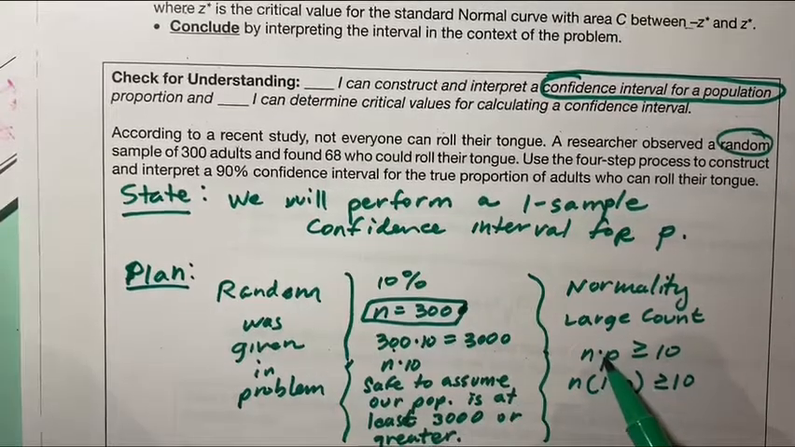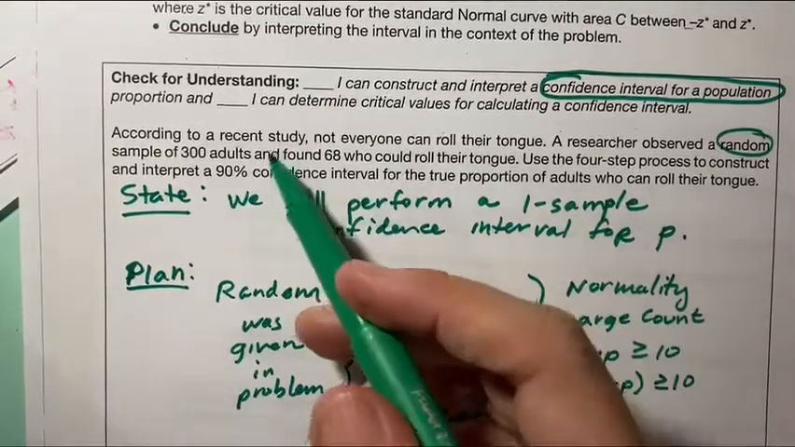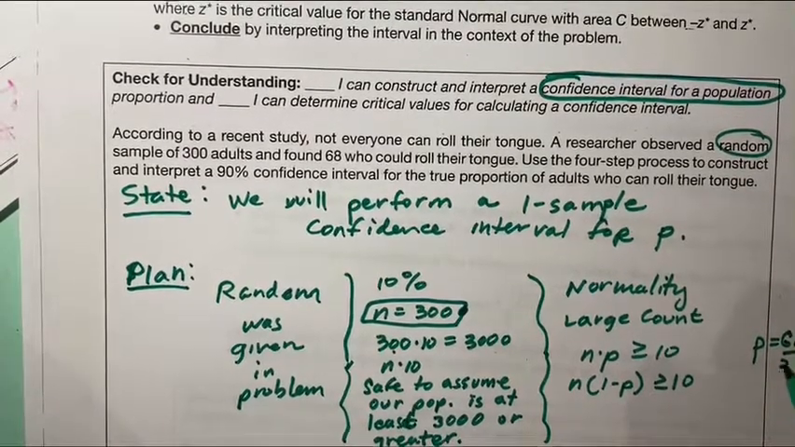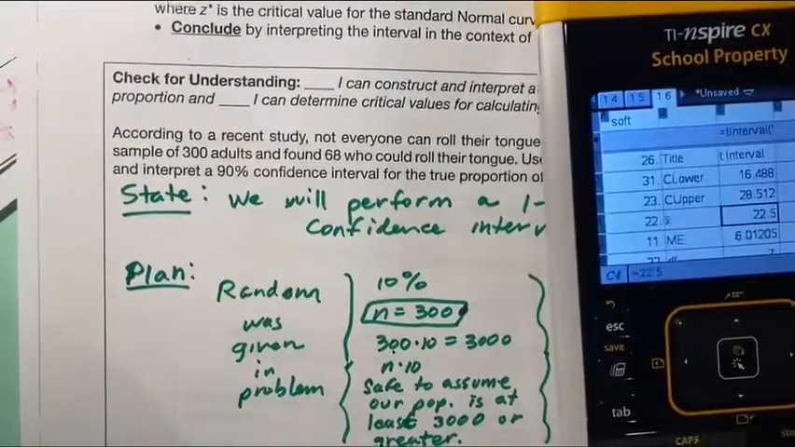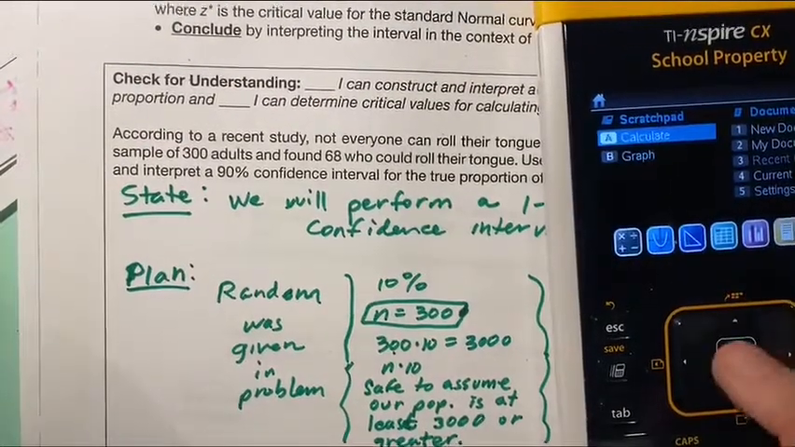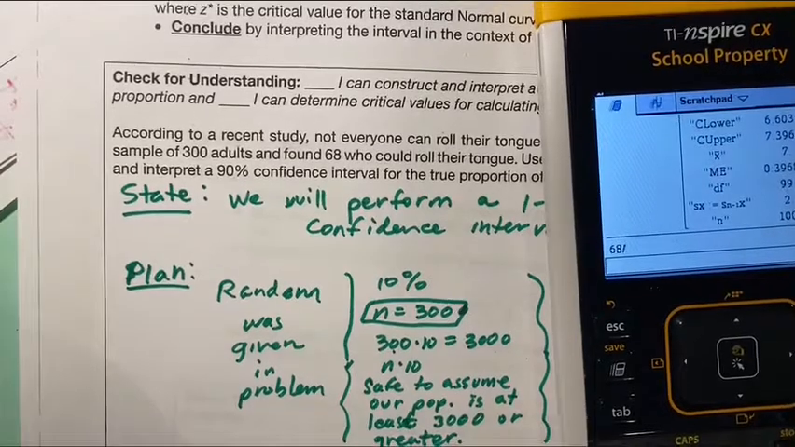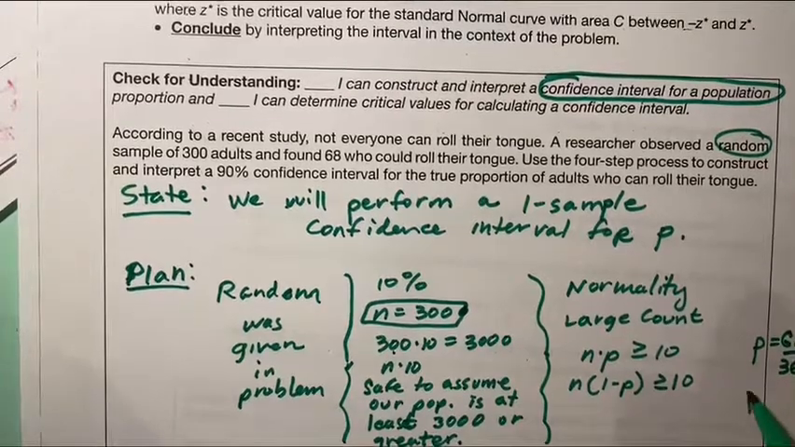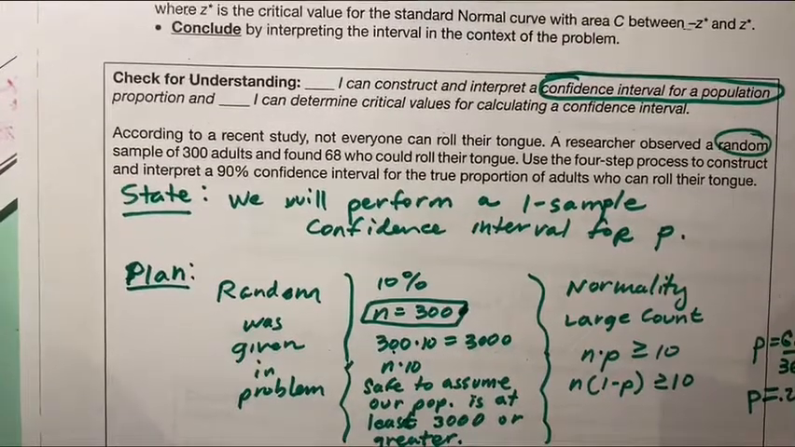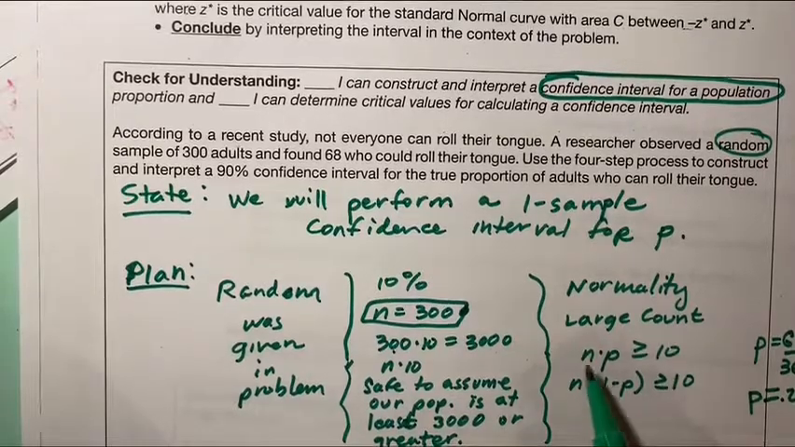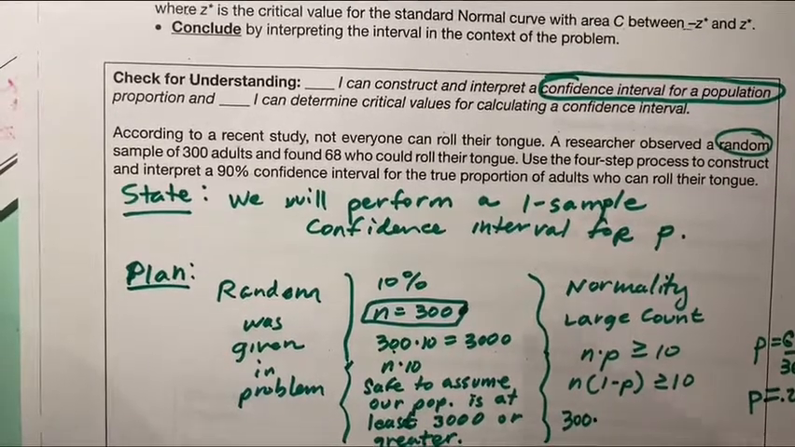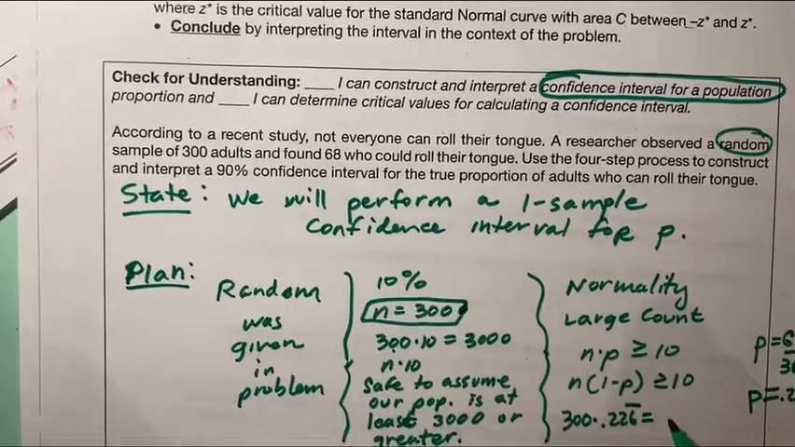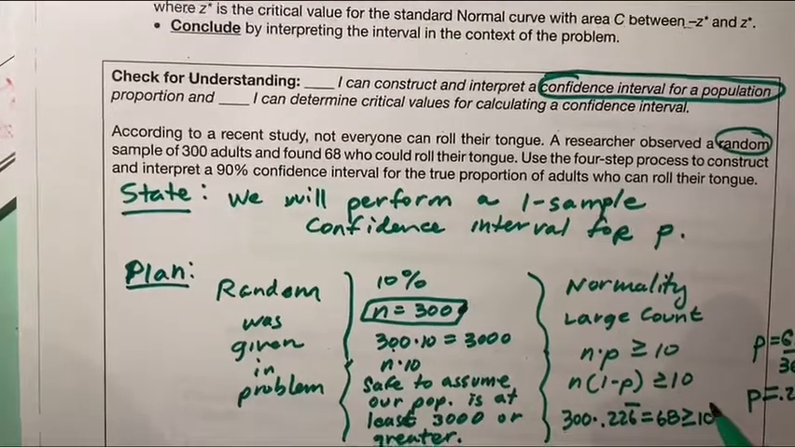Let's figure out what P is first. Off to the side, P is my proportion that could roll their tongue. Let's calculate that. Back to the home screen, back to calculate, 68 divided by 300 is 0.226 repeating. So this formula is doing 300 times 0.226 repeating, which is 68. And we know that's greater than or equal to 10, so that's good.